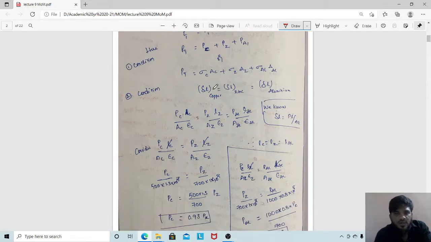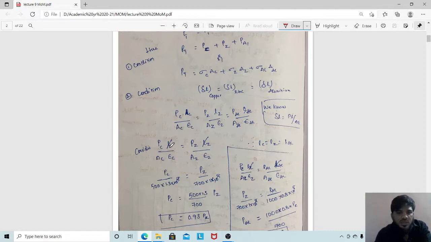So you know that deflection delta L is nothing but PL by AE. From that I am going to apply PC LC by AC EC for this material, which is equal to PZ LZ by AZ EZ, and similarly PL LL by AL EL, where C represents copper, Z represents zinc, and L represents aluminum. Instead of solving all together, I am taking two together. First I am taking these two: PC LC by AC EC and PZ LZ by AZ EZ.